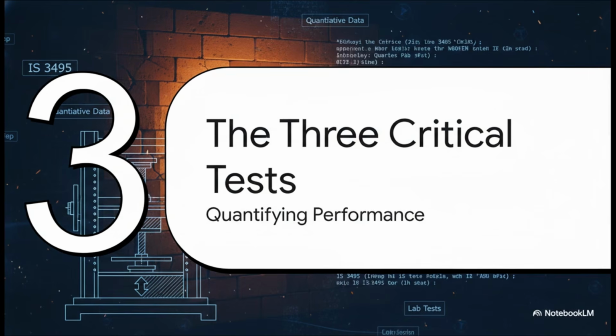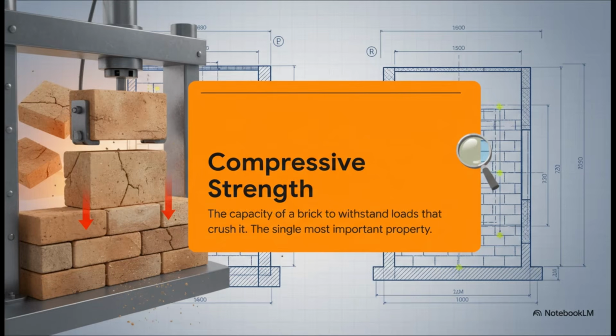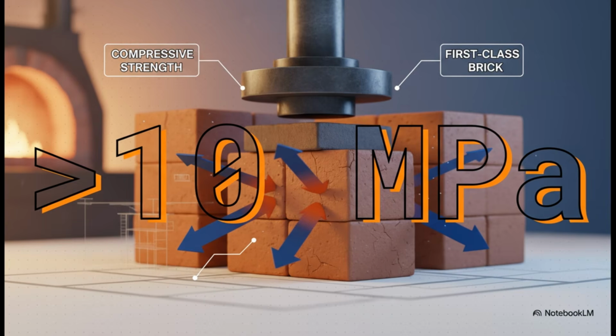But look, those field tests are great for a quick check, but they're subjective. For any serious structural work, we need hard, quantitative data. That's when we turn to standardized laboratory tests, like those outlined in IS 3495. The first, and without a doubt the most important property we test for, is compressive strength. Simply put, this is the brick's ability to resist being crushed. For any wall that has to support weight from above, which is most walls, this is the single most critical characteristic.